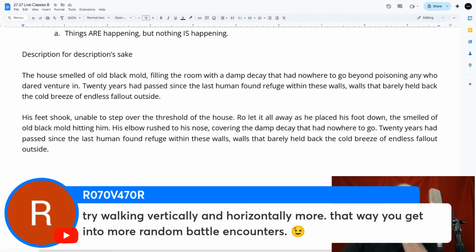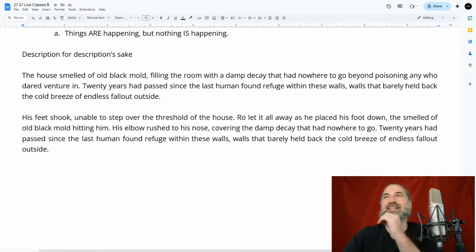Try walking vertically and horizontally more. That way you get into more random battle encounters. That's right.